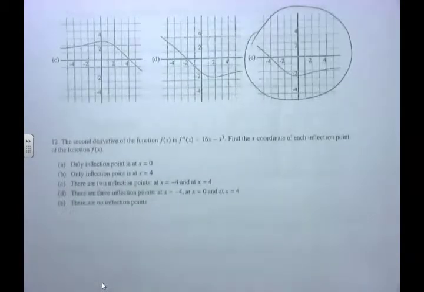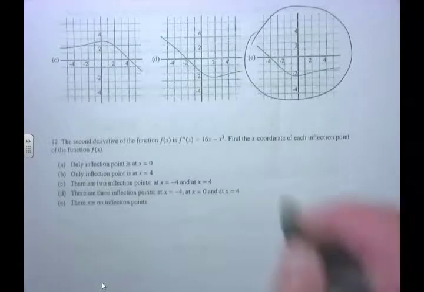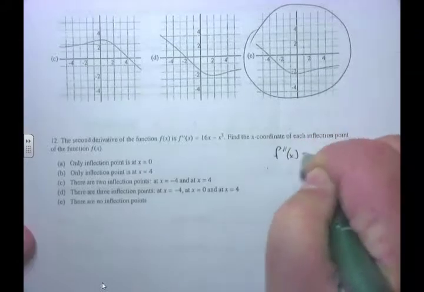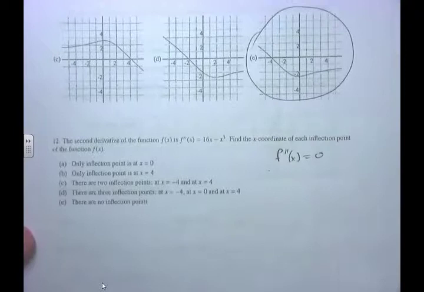The second derivative of f of x is given by 16x minus x cubed. Find the x coordinate of the inflection point of the function. All right? They want us to find an inflection point. How do you find an inflection point? Definition stuff here. You take the second derivative, you set it equal to 0, and you solve. But an inflection point, by definition, make sure you understand this: an inflection point is where you change concavity. Going from concave up to concave down, or vice versa, going from concave down to concave up. You have to change concavity.